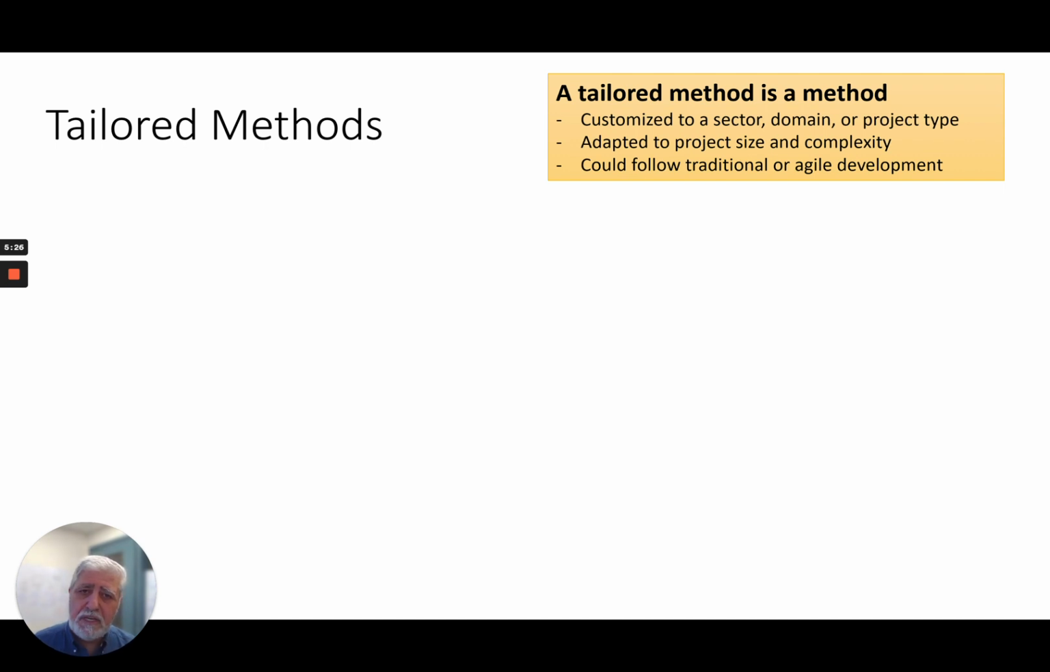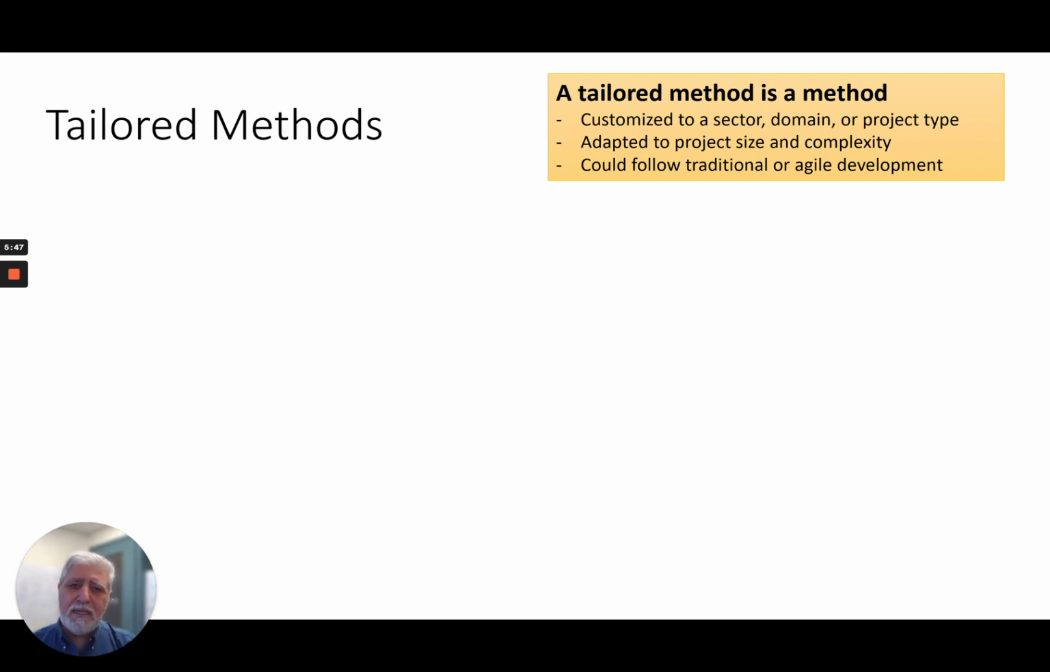One final point here: a tailored method could follow, basically, in addition to being customized to the sector and type and being adapted to the size and complexity, we also have to adjust it to fit traditional or agile. On the next slide, I will talk about how we decide between traditional or agile.